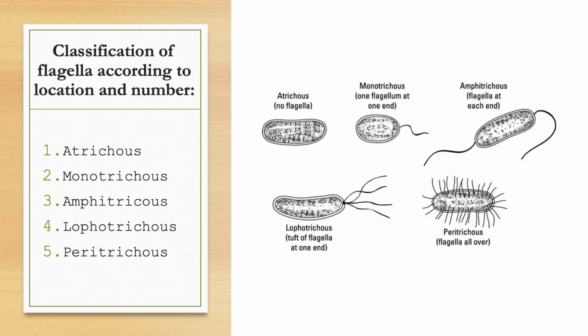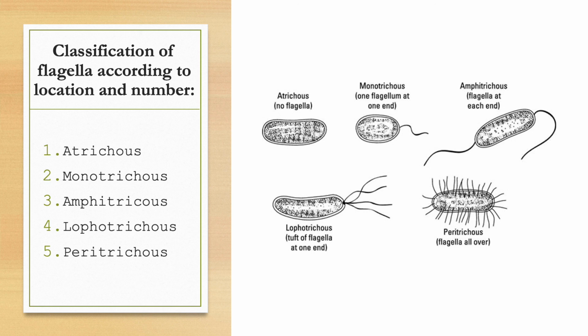When we say atrichous, this means that the bacteria has no flagella. Now, when you say monotrichous, there is a flagellum at one end only of the bacteria, a single flagellum. Then we have amphitrichous, where your bacteria has flagella on both ends. Then you have lophotrichous bacteria, which have a clump of flagella at one end, or sometimes you can find this on both ends.